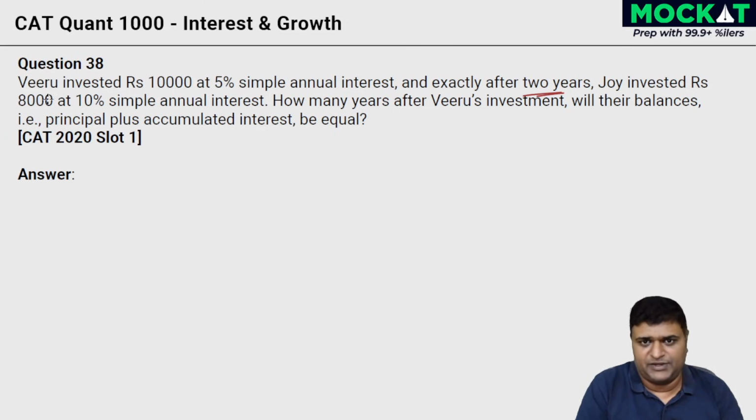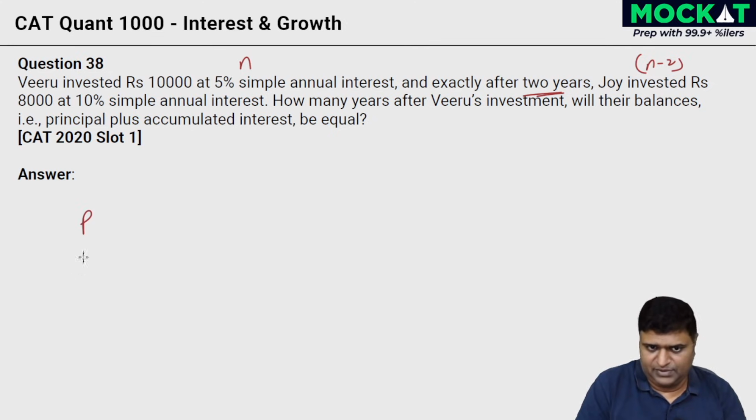After Viru, the first person. Let's say it takes n years after Viru invested. Then somebody who's invested after 2 years, Joy, has invested only for n minus 2 years, right? N years Viru invested, Joy is for the remaining n minus 2 years because Joy's money came in after 2 years. That's it. Each year, we're going to earn how much is interest over here.